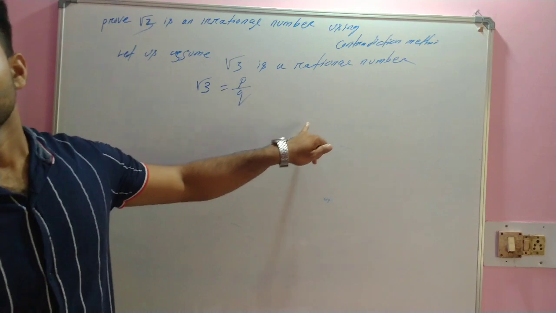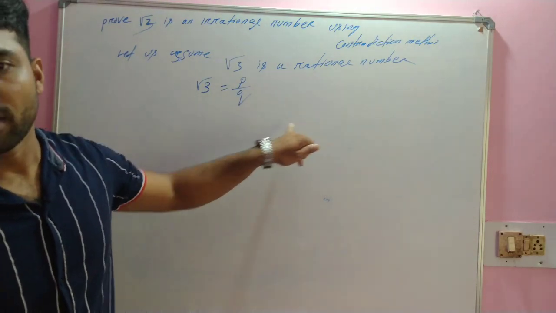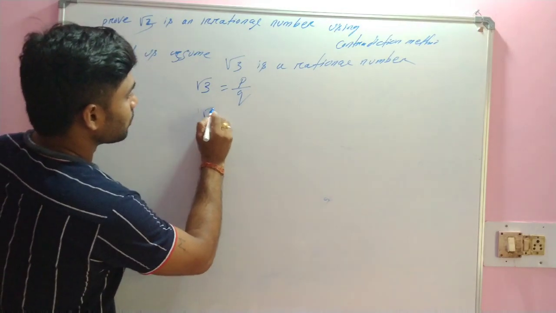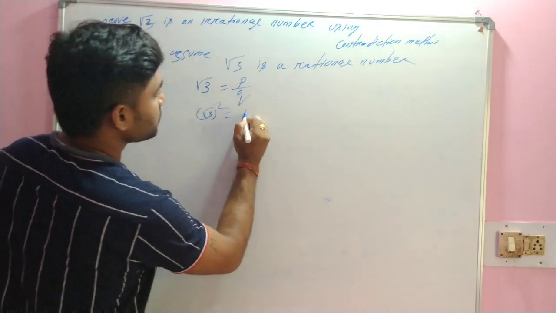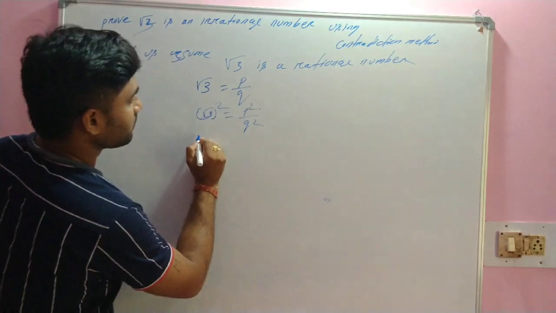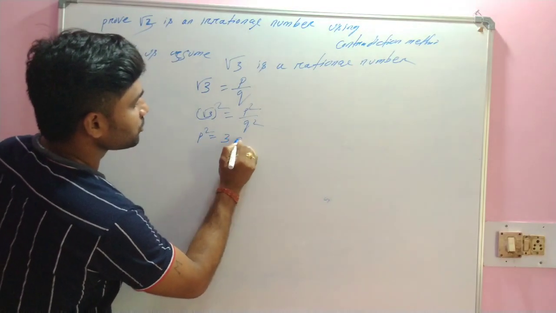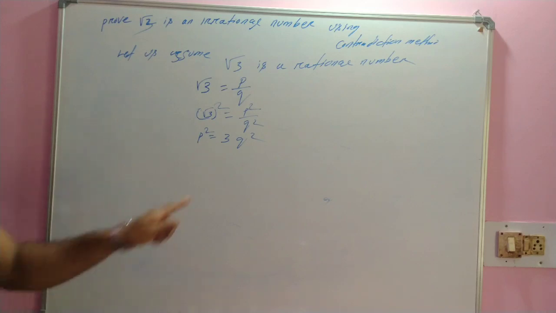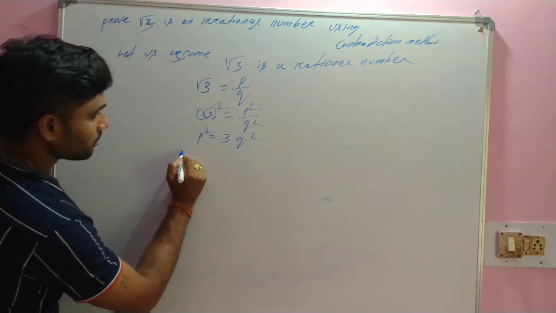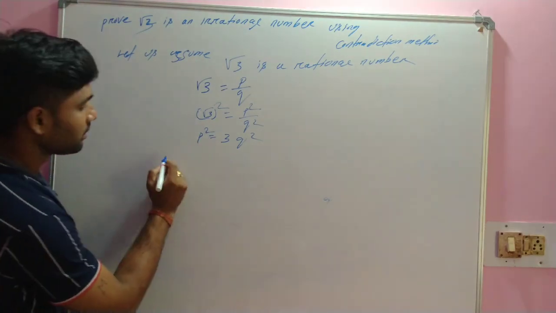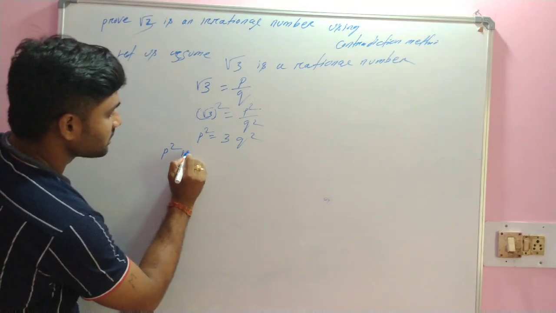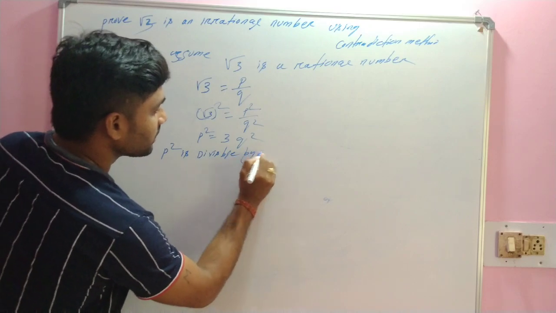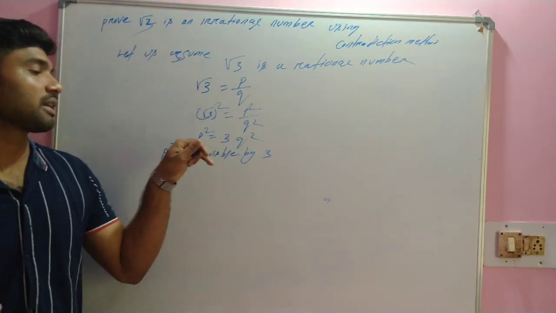Taking the square of both sides, root 3 whole square equals P square by Q square. That means P square equals 3Q square. That means P square is divisible by 3, because 3 is a factor of P square.